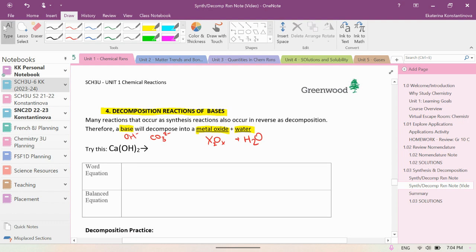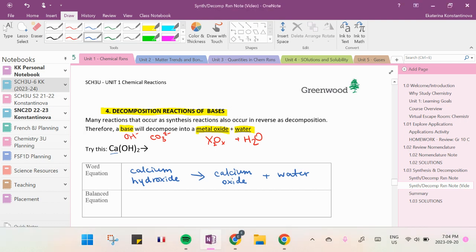So let's try this one out. Ca(OH)2. That is calcium hydroxide. It is going to decompose into a metal oxide. So identify the cation. In our case, it's calcium. And it's an oxide. So calcium oxide plus water. Now let's balance our chemical equation. First, let's write out the equation.